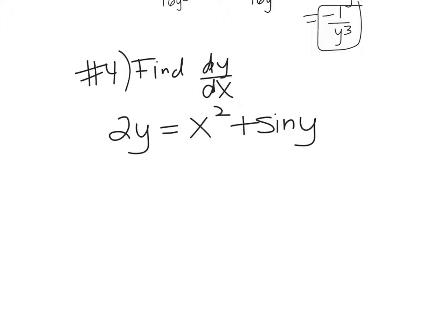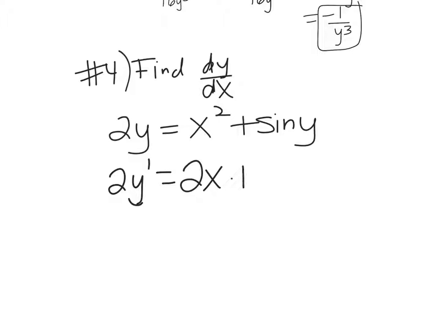Okay, it gets pretty complicated when you have multiple y's here. Not only that, but you have a y inside of a trig function. It gets a little crazy, okay? So let's take the derivative of 2y. What's the derivative of 2y? 2y prime. Okay, don't forget, 2y prime equals the derivative of x squared, 2x.